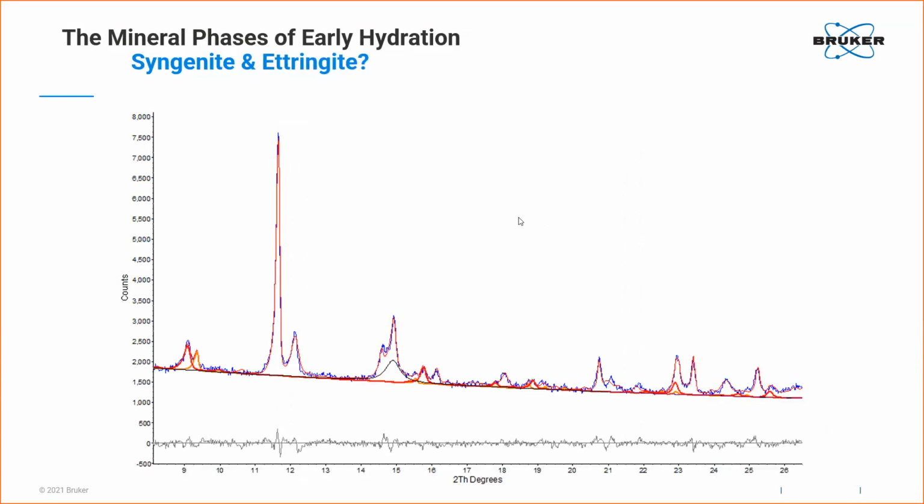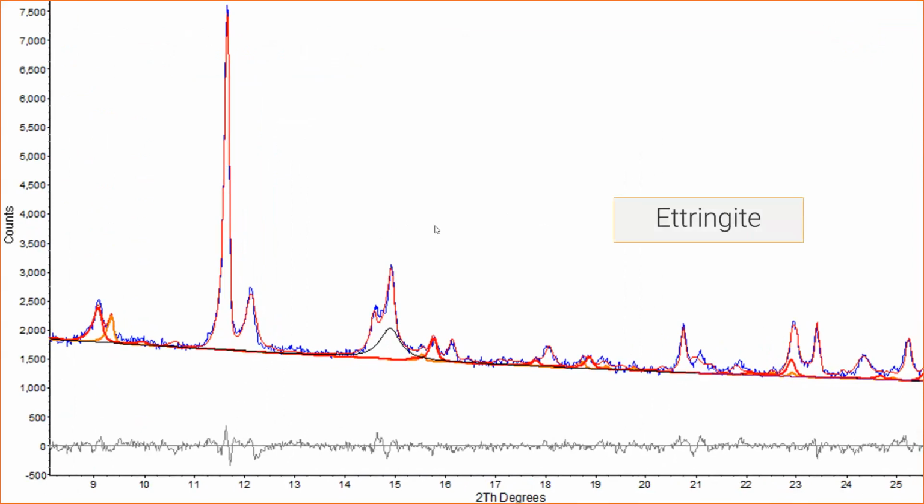So here we have another scan of another CEM I, or ordinary Portland cement, and there's something else. So this was the syngenite peak, but you see here on the right side, there's something else. And this is ettringite. And there's even some more information in the diagram, so not only here, but also here. So we can see ettringite, and we can also easily distinguish the ettringite formation from the syngenite formation.